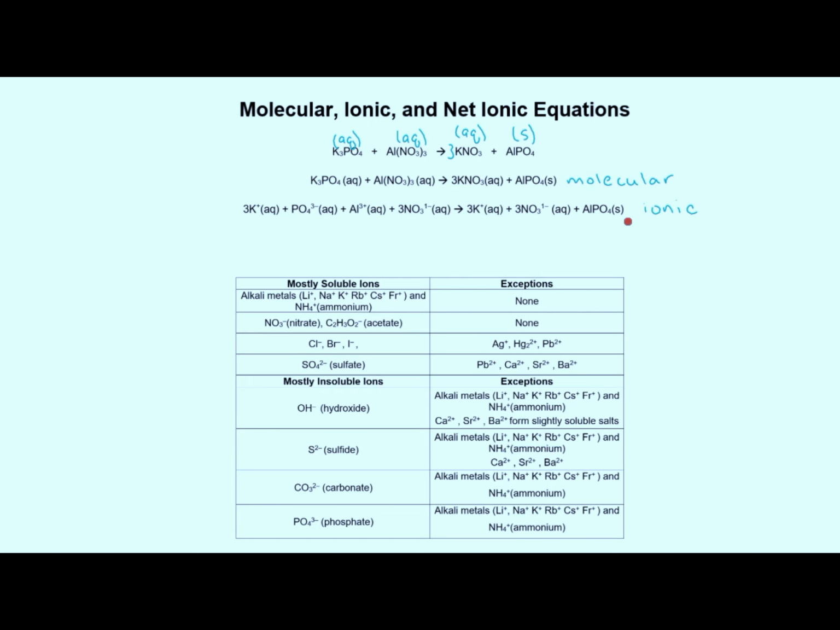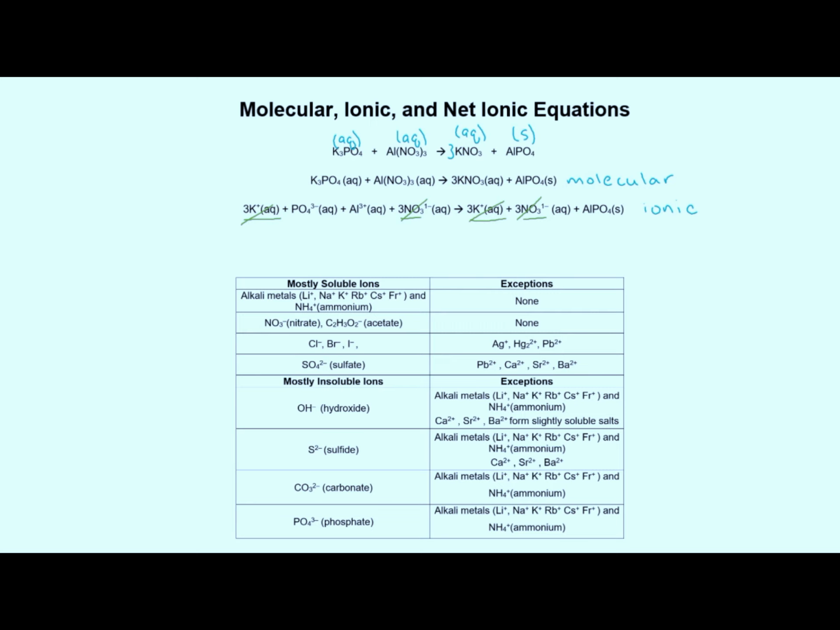Once we have our ionic equation, we need to pull out all the spectator ions. Now, spectator ions are ions that are the same on the reactant side and the product side. So if you look at my 3 potassium cations, I have the exact same thing over here on the product side. So I can take these out. Nitrates are also exactly the same on reactant side and product side. You may ask, what about phosphate and aluminum? Well, here they are ions and here they are bonded. So those are not the same thing. You cannot cancel those out. Those are not spectator ions.